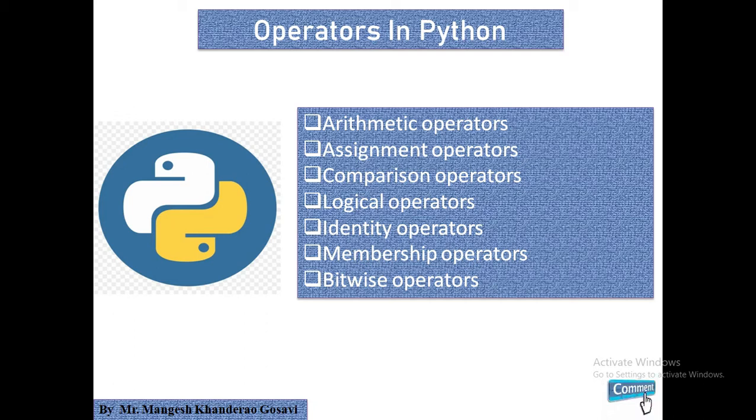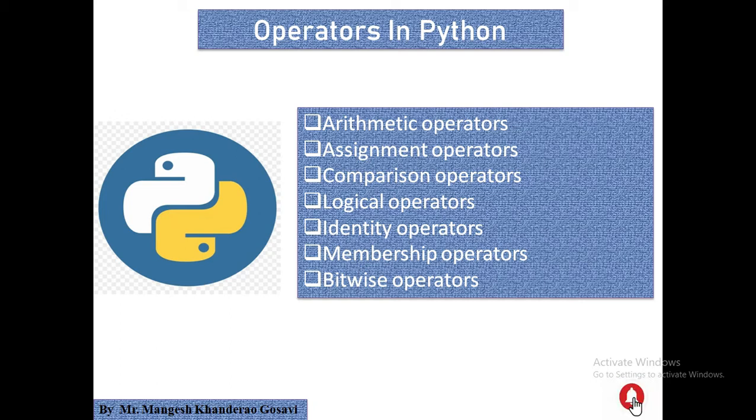See, in very simple words, operators are the symbols which are responsible for performing either arithmetic or logical operation in a program. What I said, in very simple words, we can define operators. So what exactly are operators? Operators are the symbols which are responsible for performing either arithmetic or logical operation in a program.